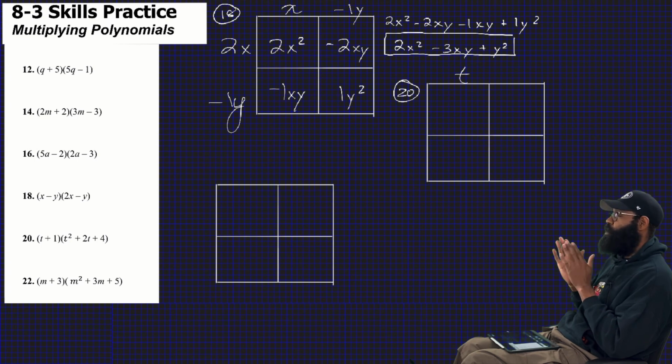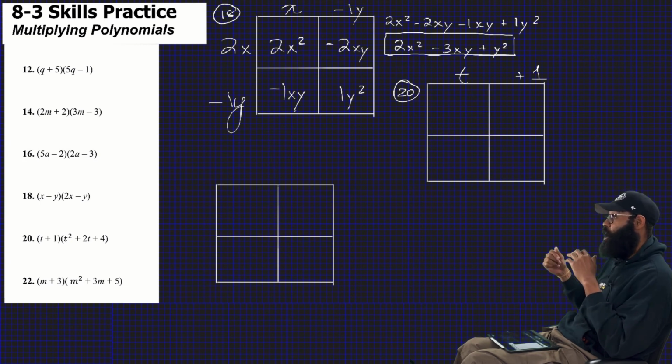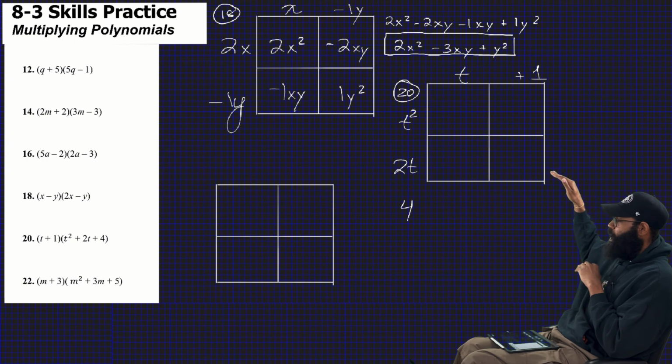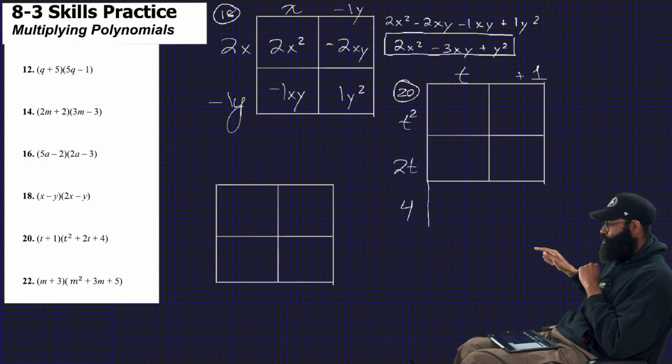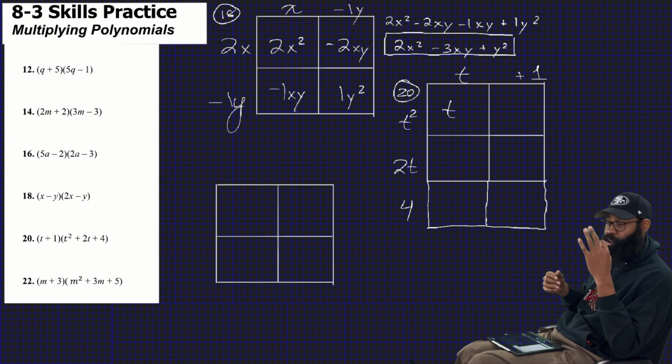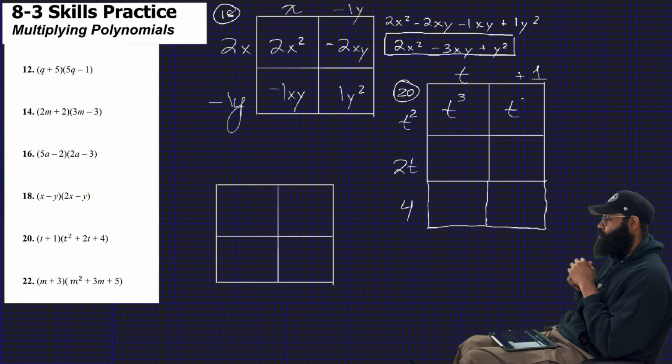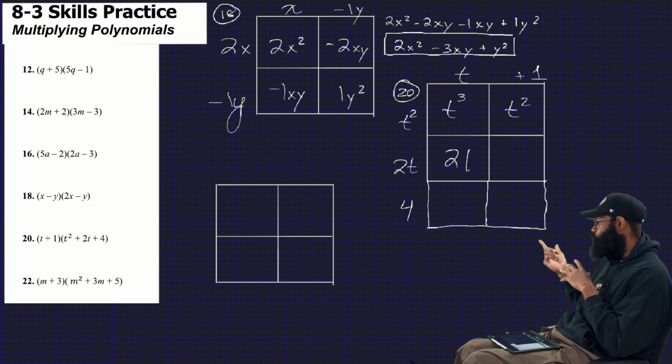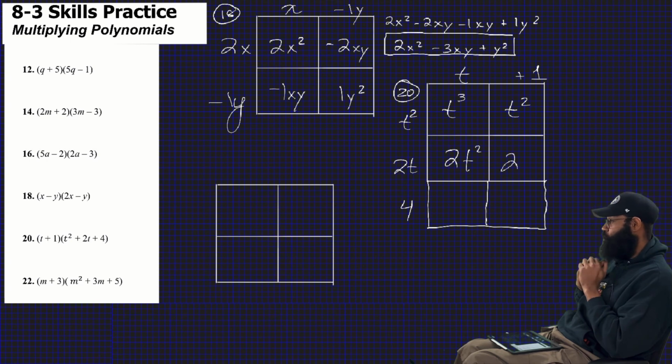Now for number 20. What's going to happen with 20? Because I have a binomial, t and a positive 1, and I have a trinomial. I got t squared, 2t, and I have a 4. So now a binomial times a trinomial. You like that? Just extend it out, guys. Since there's 3 terms, your box is going to work out for 3 terms now, right? So t squared times t, t squared times 1, t times 2t, 1 times 2t, t times 4, and 1 times 4.